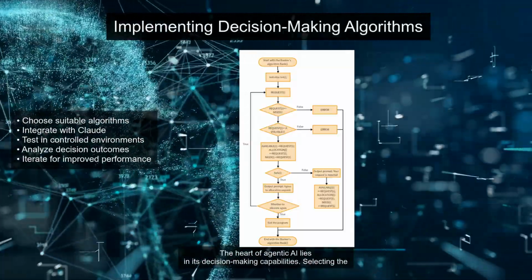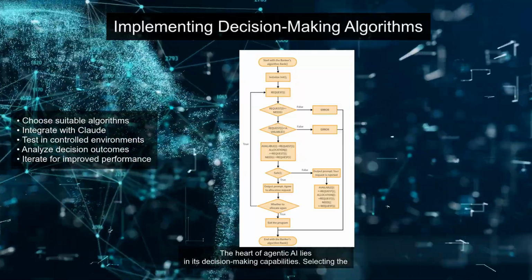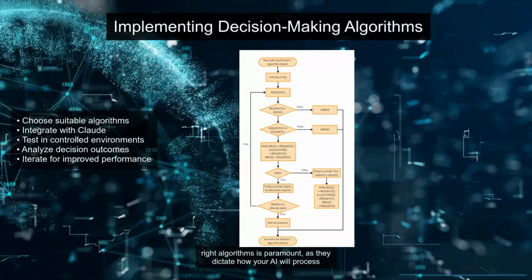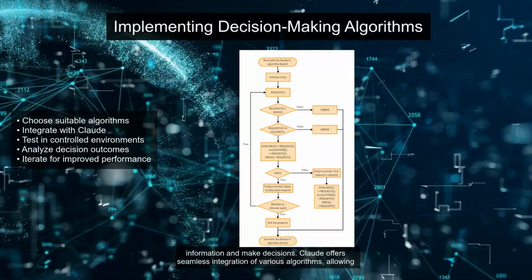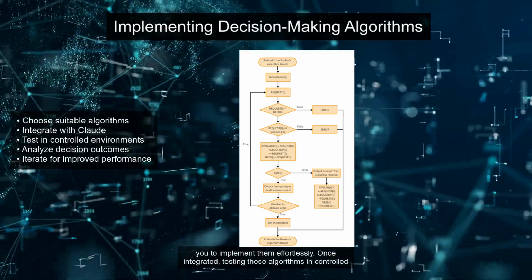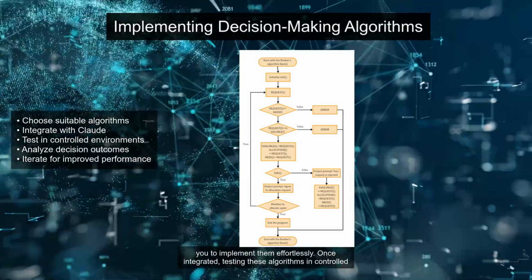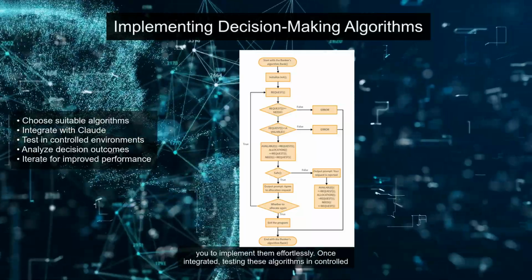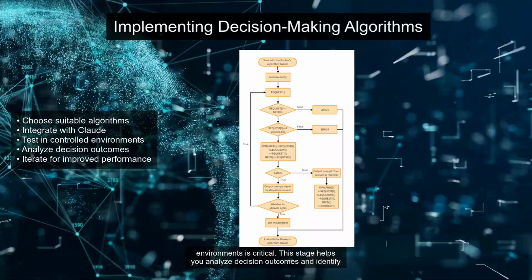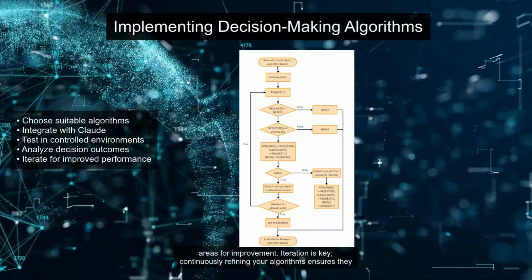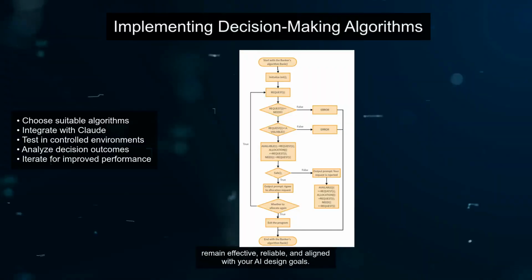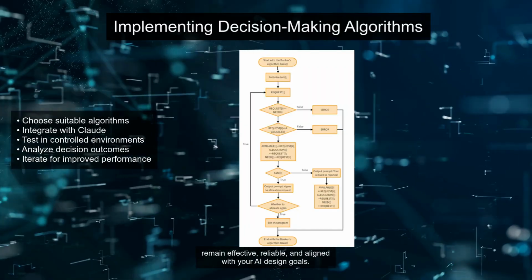The heart of agentic AI lies in its decision-making capabilities. Selecting the right algorithms is paramount, as they dictate how your AI will process information and make decisions. Claude offers seamless integration of various algorithms, allowing you to implement them effortlessly. Once integrated, testing these algorithms in controlled environments is critical. This stage helps you analyze decision outcomes and identify areas for improvement. Iteration is key. Continuously refining your algorithms ensures they remain effective, reliable, and aligned with your AI design goals.